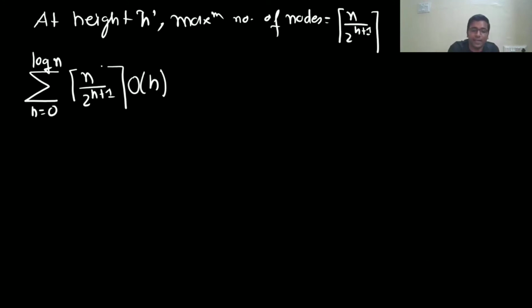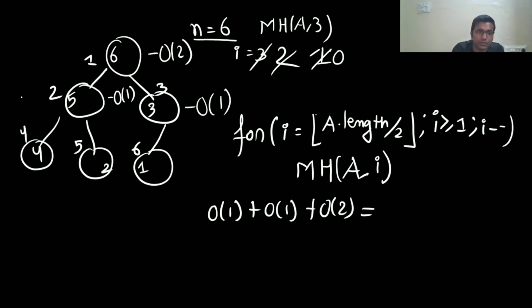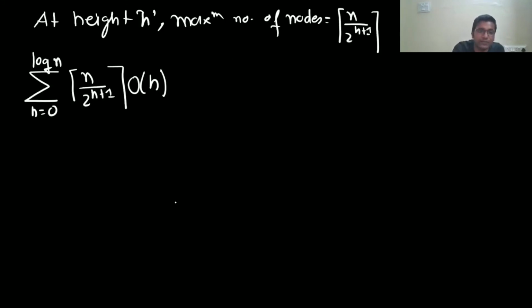See, in this height 1, how many nodes are you having? 2. What is the time complexity of these two? 1, that you are doing into plus, then how many nodes are you having here? 1. What is the height here? 2, like this. And now you are doing the sum. That way I have written sum from height equal to 0 to log n. So this many nodes are going to be at height h, and the time complexity at height h is big O of h. Is it clear to all of you? Please let me know.